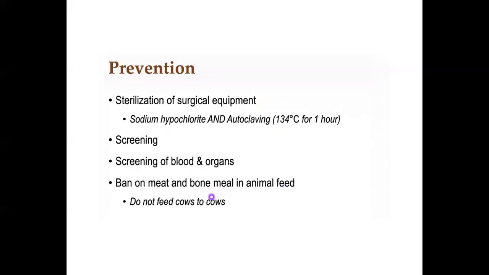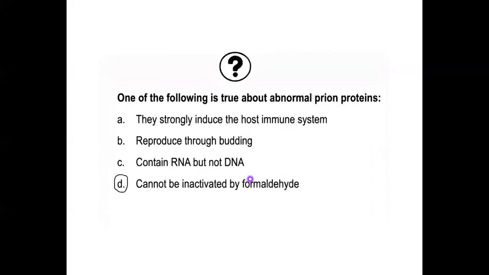Then we ban meat and bone meal in animal feed. Do not feed cows to cows. So this is cannibalism. And then if any animal shows features of mad cow disease, we have to kill it and burn it or bury it, okay? Do not eat meat from such animals.